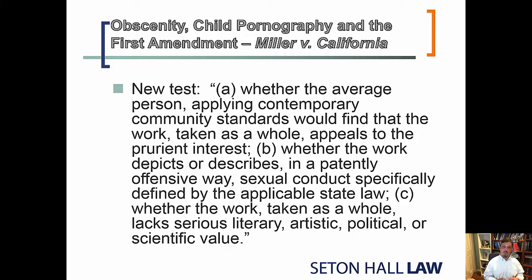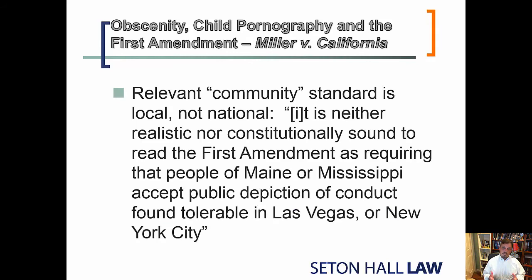So the intent of the test is to look to community standards and then to ask, if it is something that's offensive, does it have some other kind of value that the First Amendment might protect? And so the relevant community that the Miller Court gives us back in 1973 is a local community. The Miller Court says it's not realistic or sound to suggest that we can aggregate across different communities in the United States. It has this nice colorful language: we can't expect a person from Maine or Mississippi to find tolerable the same things that are found tolerable in Las Vegas or New York.